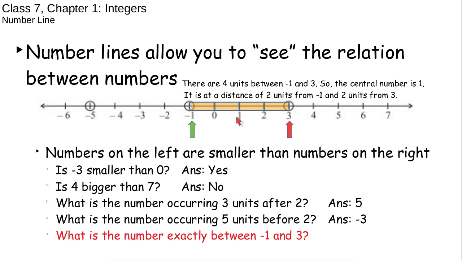So that is how, using number lines, you can see the relationship between numbers, and you can find out which numbers are between two different numbers, which numbers are far away from certain numbers, and how far they are from the number that you are looking at.